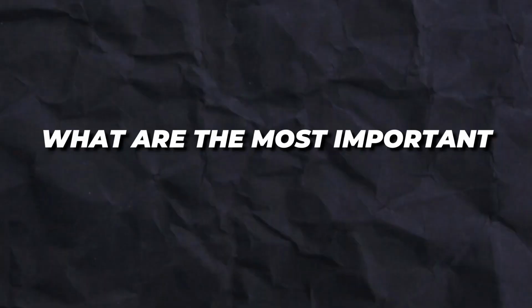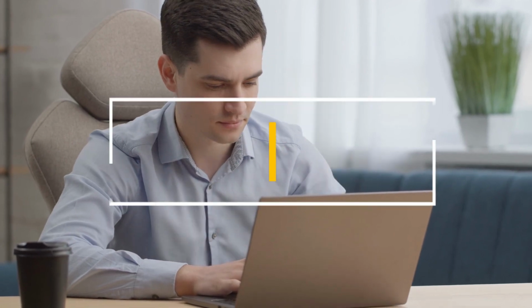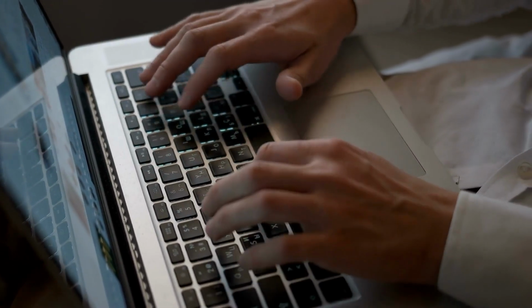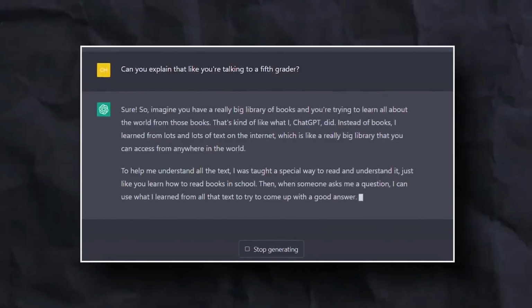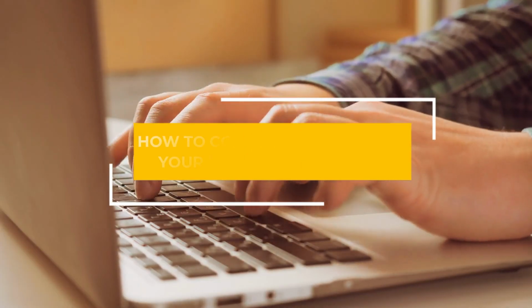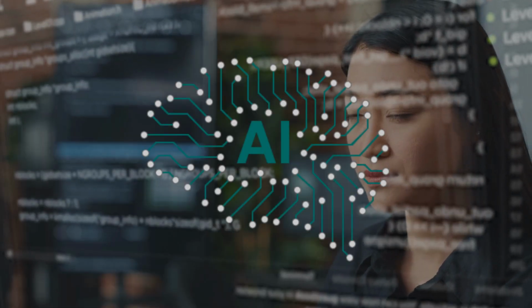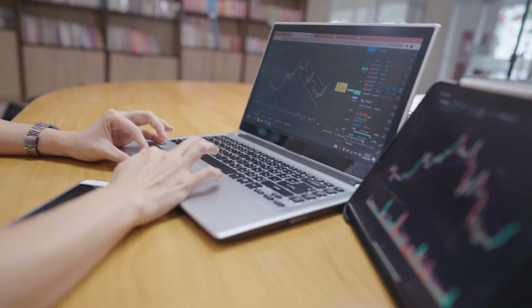But first, what are the most important factors to consider when using ChatGPT? The most important factors are what you want it to do for you. You must clearly know what you want it to create for you. It could be an indicator using your preferred data or a strategy based on an indicator. The wording of your request. You must get your wording right, because if not, what the AI would generate may not be up to the mark or helpful. And lastly, how to copy the strategy to your trading platform. Because sometimes when you copy the codes generated by the AI into the trading platform, they do not work because some characters and spaces are lost in the copying process.